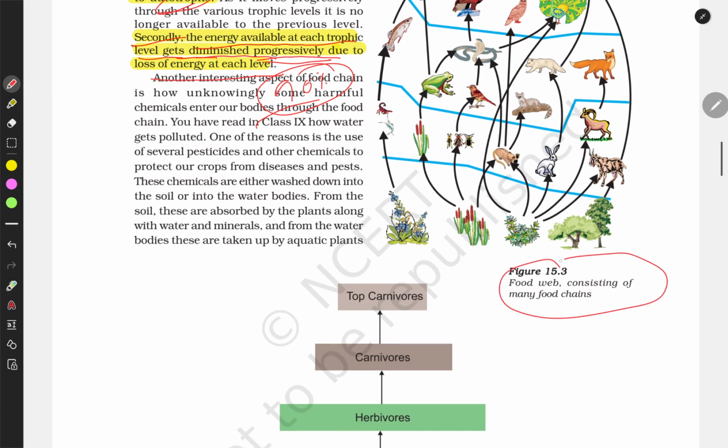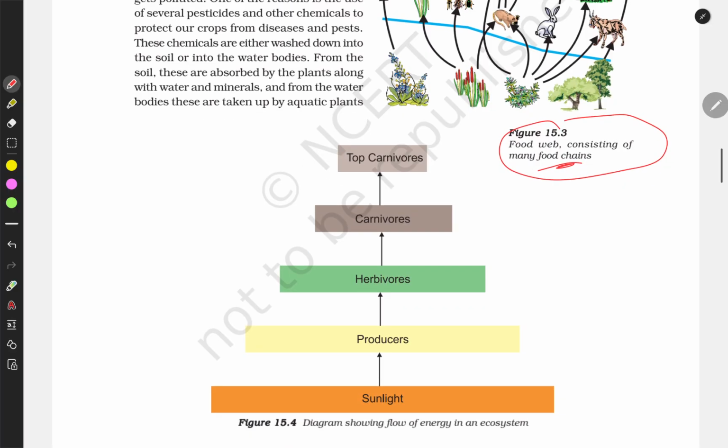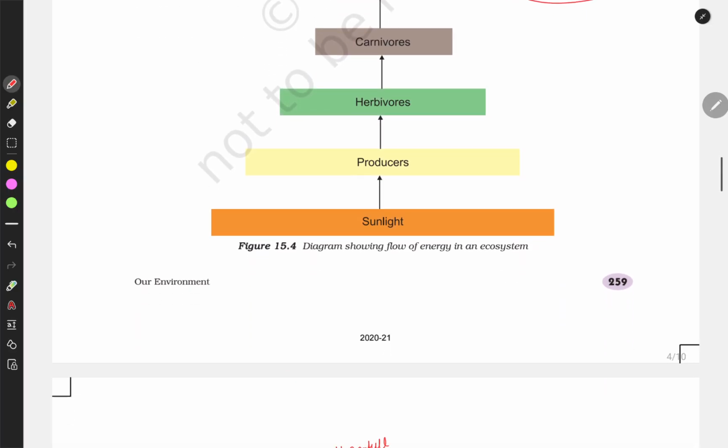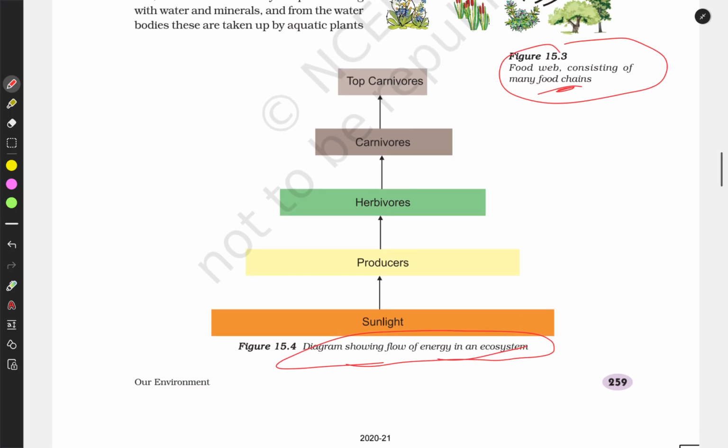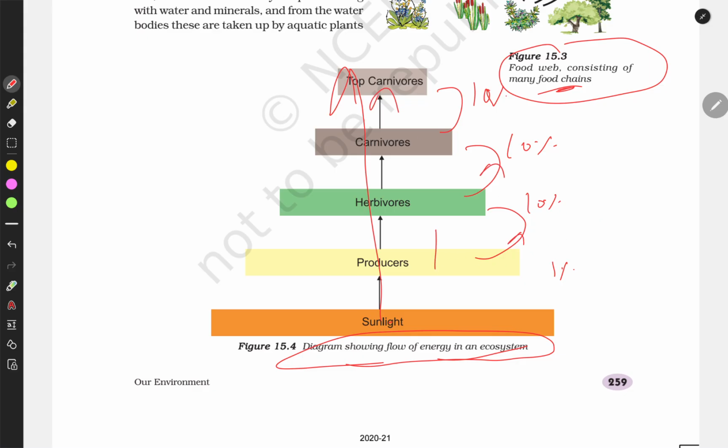And this shows the food web consisting of many food chains. This diagram again shows the direction of the energy. This is the direction of the energy. Here 1% is used, then here 10%, then here 10%, and again here 10%. So this is unidirectional. It never comes this way.